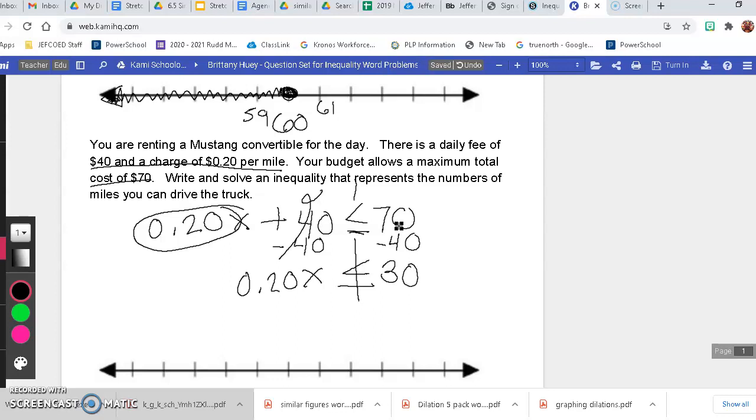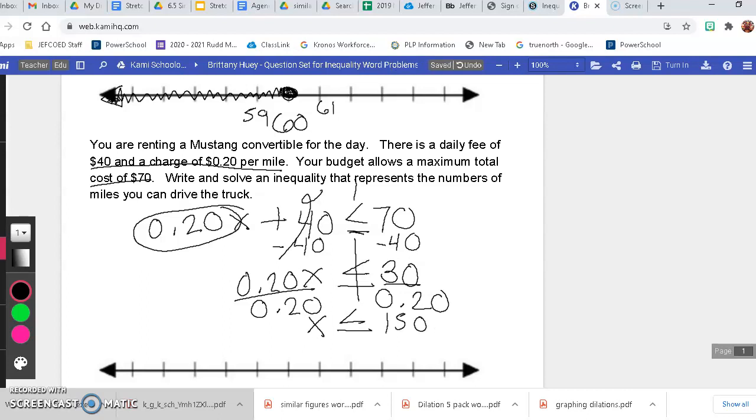Our next step is to divide by the 20 cents because we want to get that variable x by itself. When we do that, x will be less than or equal to, and let's see what 30 divided by 20 cents is in the calculator. So $30 divided by 20 cents gives me 150. So it looks like we get to go at least 150 miles.